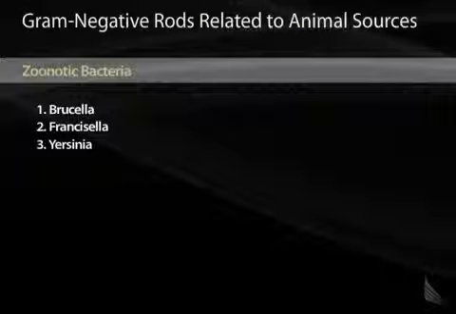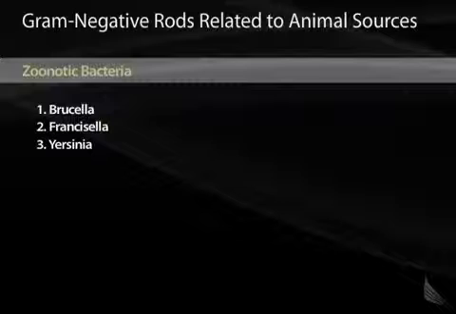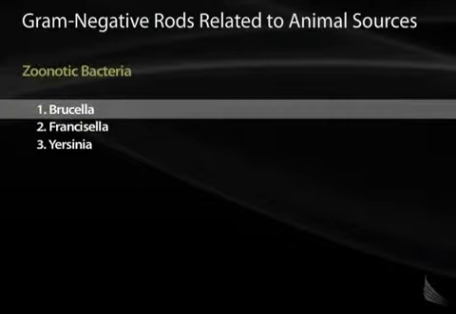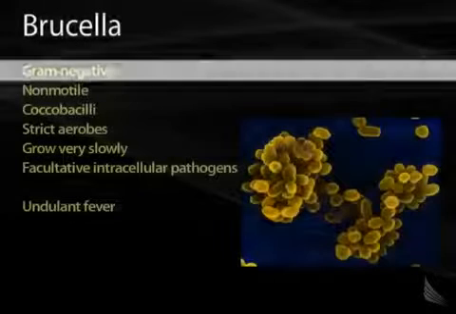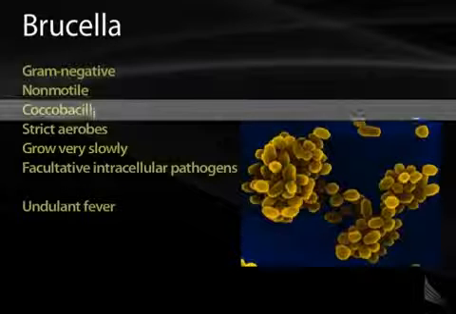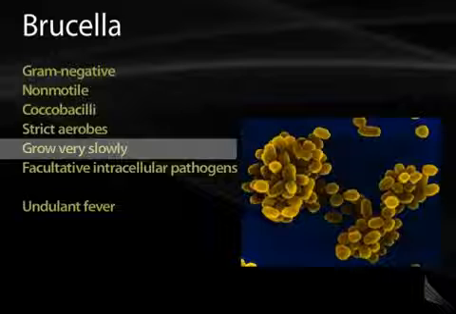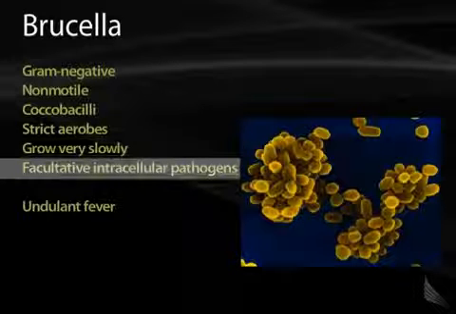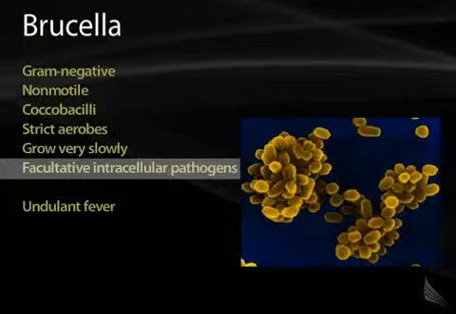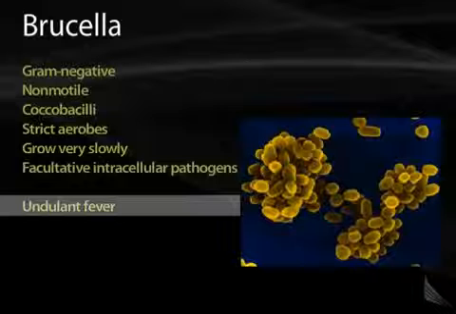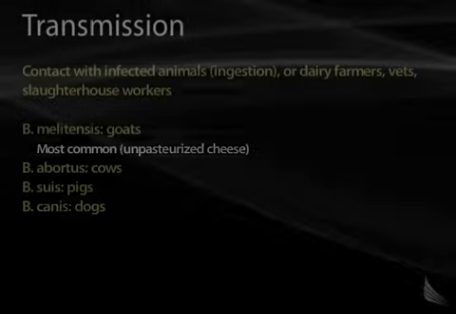Next, we're going to talk about gram-negative rods related to animal sources, and specifically we'll talk about Brucella. Brucella is a gram-negative, non-motile coccobacillus. It's a strictly aerobic organism, and it grows very slowly. It's a facultative intracellular pathogen, and it's the cause of undulant fever. Undulant fever is a fever that comes up and down. It's high at nighttime and low in the daytime.